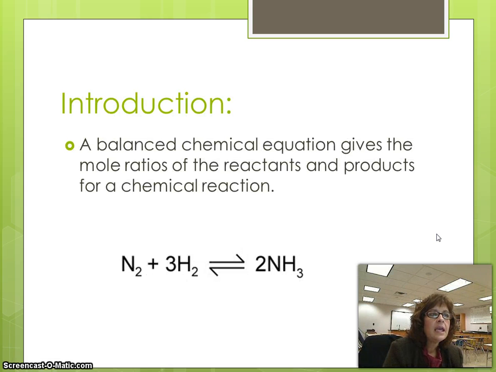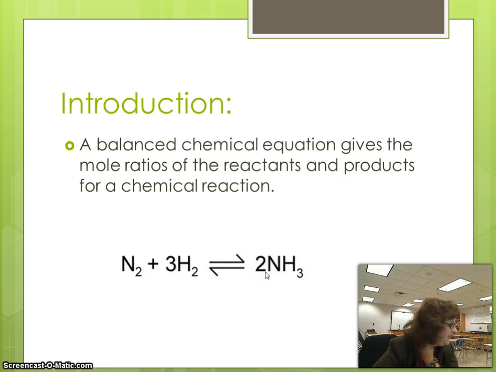If you have a balanced equation, the mole ratio tells you how much of each thing you need, and it tells you how much you should get. So I've got the little Haber process here. It's my favorite equation. It's balanced, and it tells me I need 1 mole of nitrogen gas for every 3 moles of hydrogen gas. And when I get done, if everything works perfectly, I'll get 2 moles of ammonia.